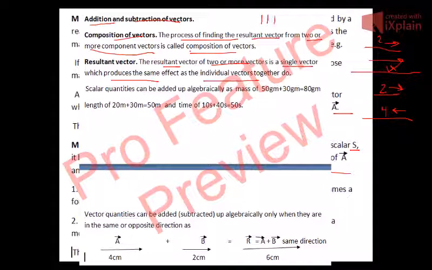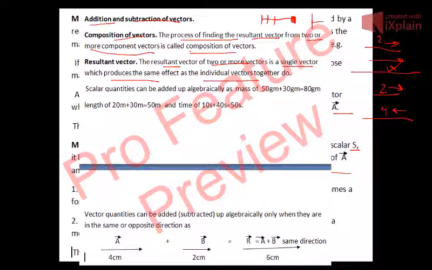For example, if there are 2, 3 persons pulling a rock, then the 3 persons will apply different forces, F1, F2, F3. Then another person comes, he alone pulls the rock, then the single person is called a resultant vector.